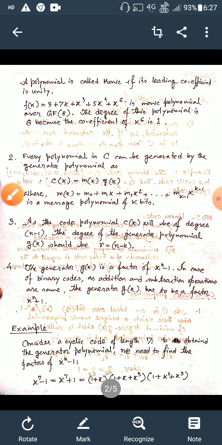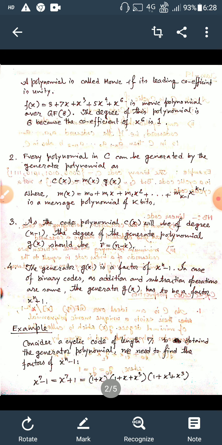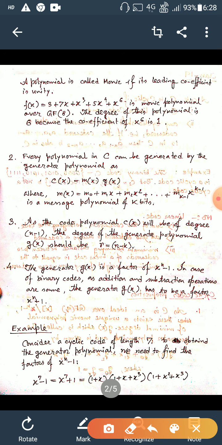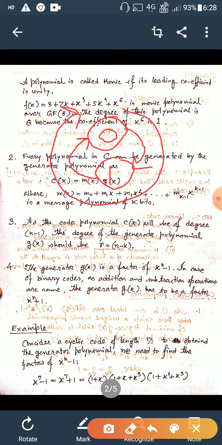Fourth one is that the generator g(x) is a factor of x to the power of n minus 1. In case of binary code, addition and subtraction operations are the same, because for addition, for the binary case, 0 and 1 are the two states. So if you add 1 to 0, the value will become 1. If you add 1 again, the value will become 0. So this will be just rotated as such.